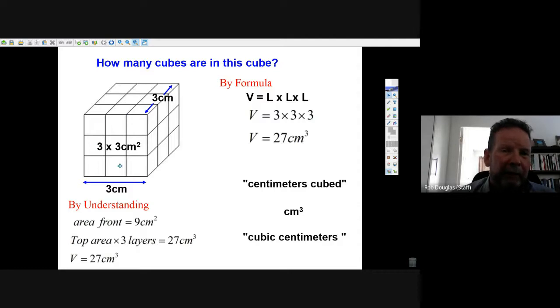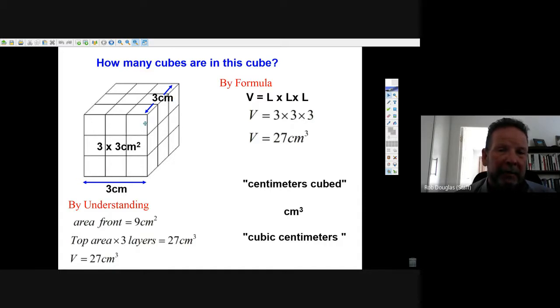And this is what you do. Let's just look at the front of the cube. And if you go 3 times 3, you'll actually see the question of what the area of the front is, and you're even looking at it. 3 times 3 is 1, 2, 3, 4, 5, 6, 7, 8, 9. There are 9 square centimeters on the front here. 9 square centimeters. Well, if you think this cube is 3 centimeters deep, there's 3 layers of 9 square centimeters.